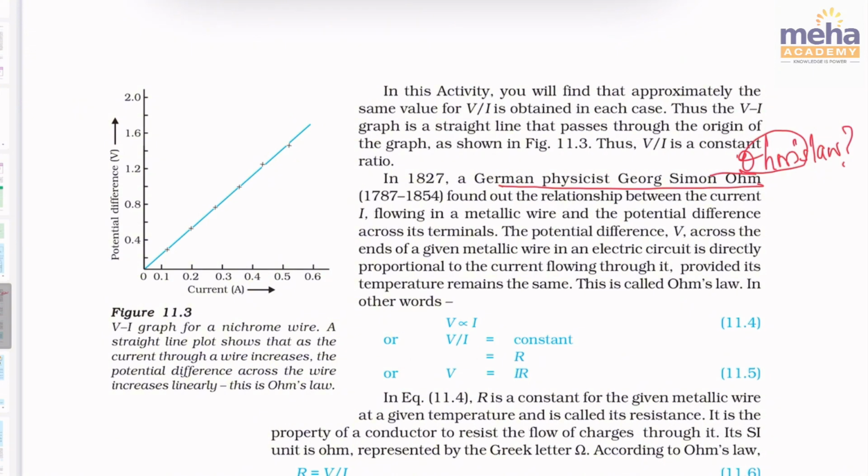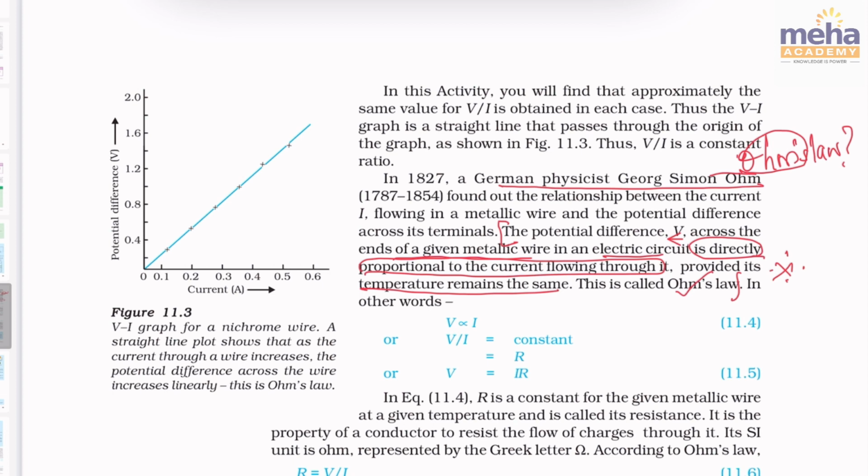So what did he say? He said that the potential difference, which is given by V, across the ends of a metallic wire in an electric circuit is directly proportional to the current flowing through it, provided the temperature remains the same. Not only the temperature, other factors like pressure should also be the same. So this is called Ohm's law.